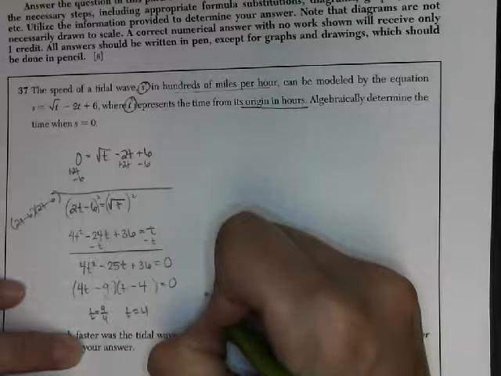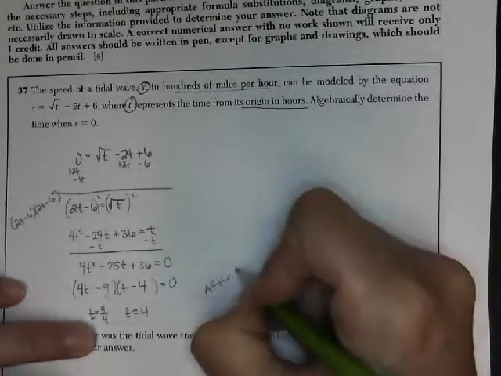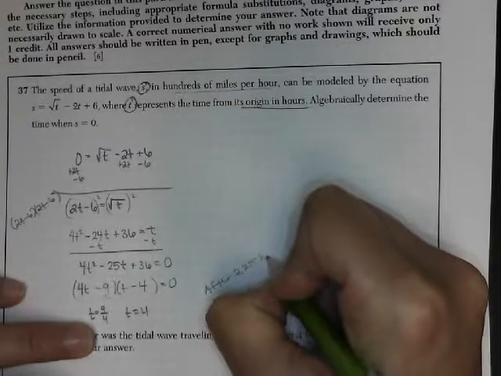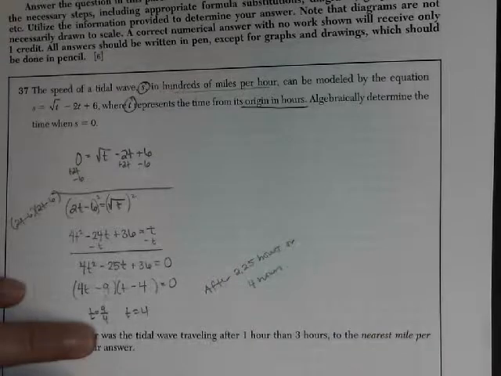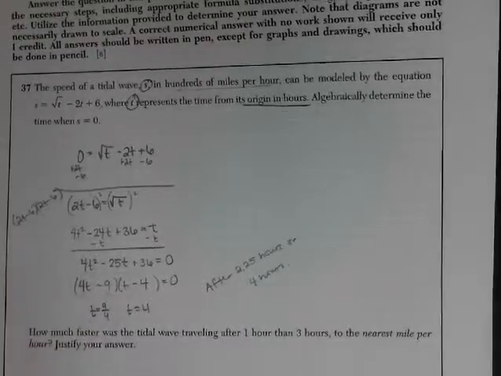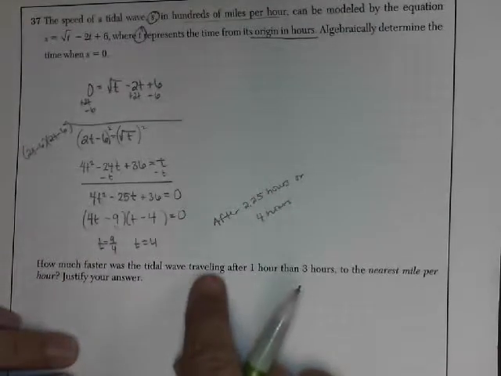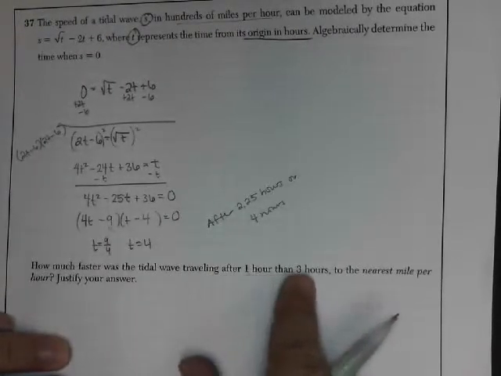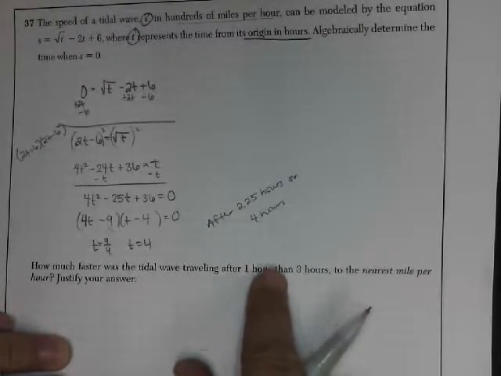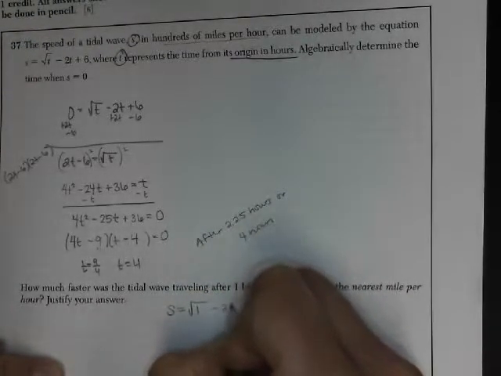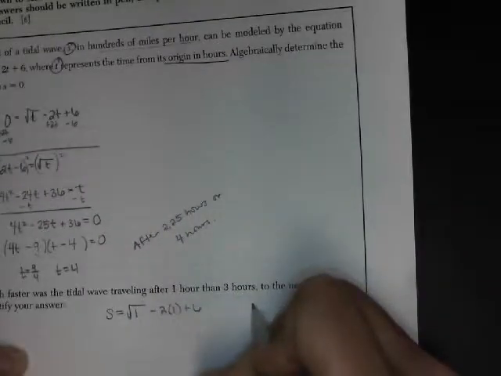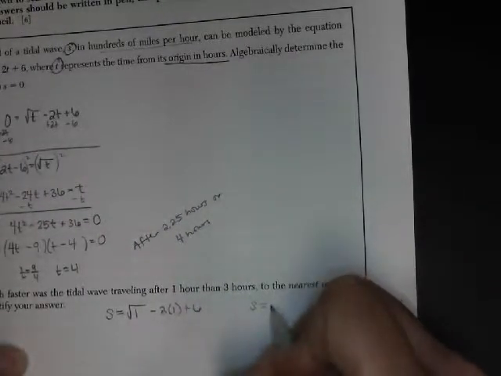So after 2.25 hours or 4 hours. And then how much faster was the tidal wave traveling after 1 hour than 3 hours? So you want to find the speed at the 1 hour mark. So speed at the 1 hour mark. And you want to compare that to the speed at the 3 hour mark.